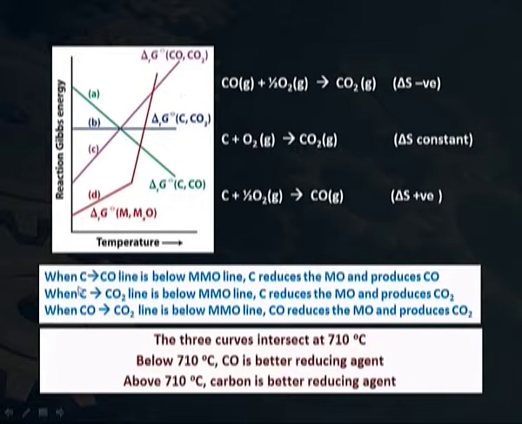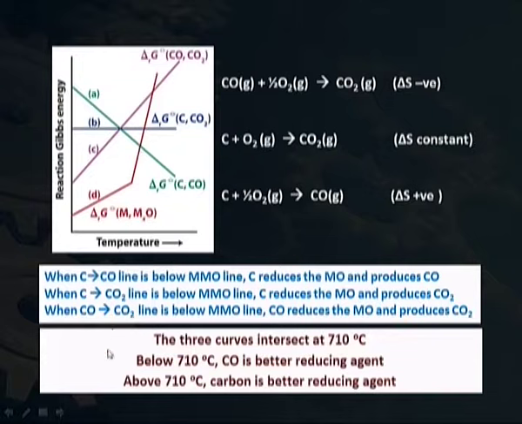So, when carbon converts to carbon monoxide, whenever this line is below the metal oxide line, carbon is able to reduce the metal oxide. Here is a metal oxide reaction. When the free energy of the carbon monoxide line is lower, we are looking at temperatures above this particular point. This is where carbon is able to act as a favorable reducing agent.